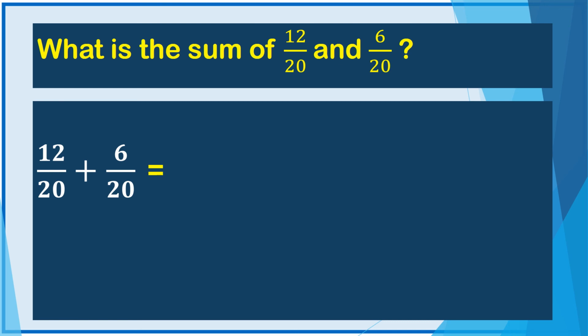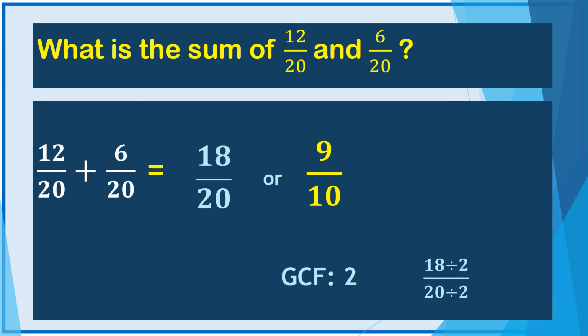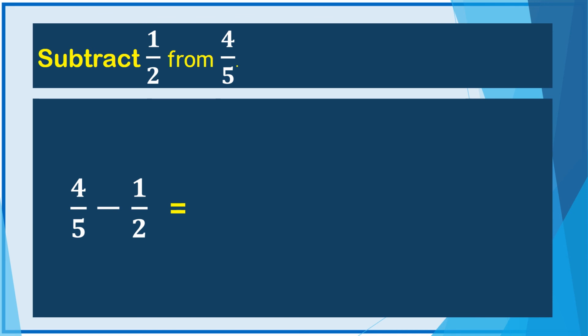Now apply the rule. Just add the numerators. 12 plus 6 equals 18. Copy the common denominator. Is the fraction in the simplest? No. So you have to find the GCF of 18 and 20, and that is 2. So divide. 18 divided by 2 is equal to 9. 20 divided by 2 is equal to 10, as you can see in the given solution.